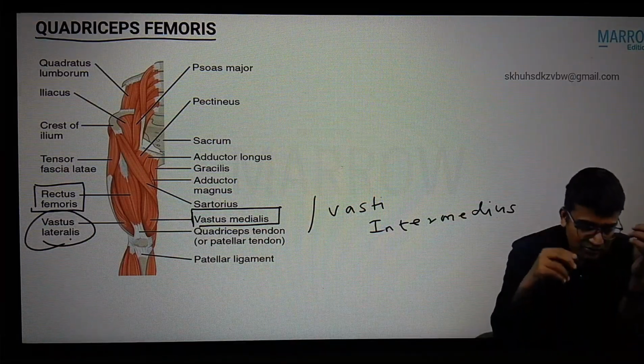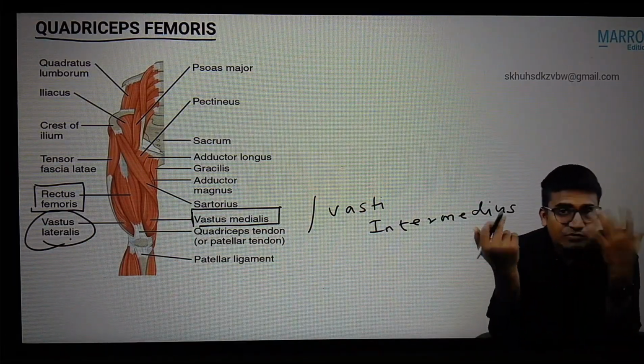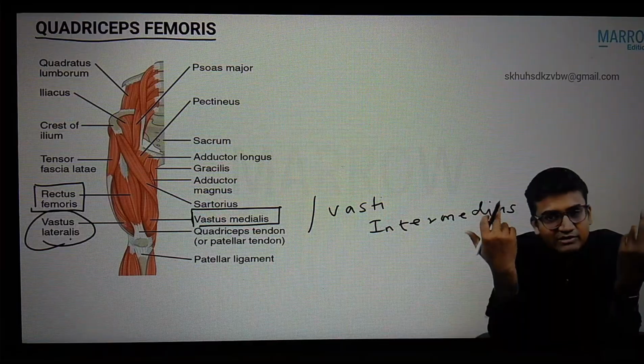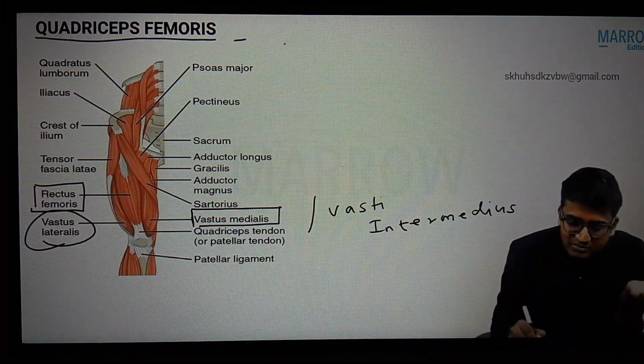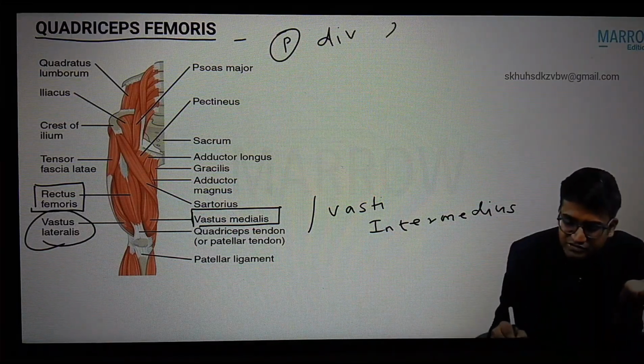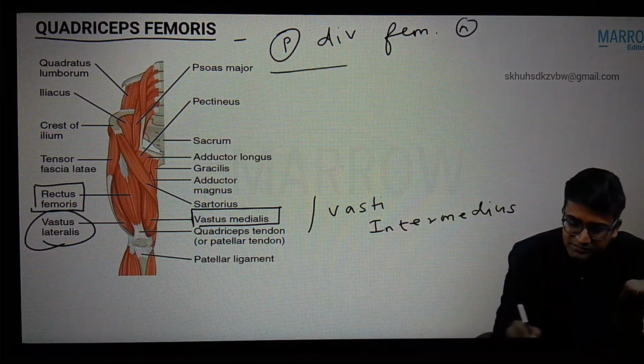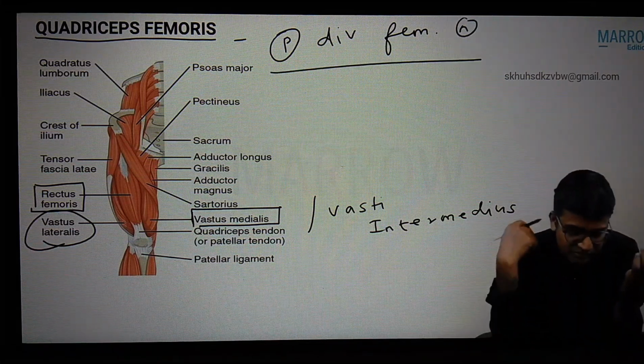Okay, so now nerve supply we already know. So the muscles in the front of the thigh are supplied by the femoral nerve. The quadriceps femoris is supplied by the posterior division of the femoral nerve. Okay, now we're going to see one by one.